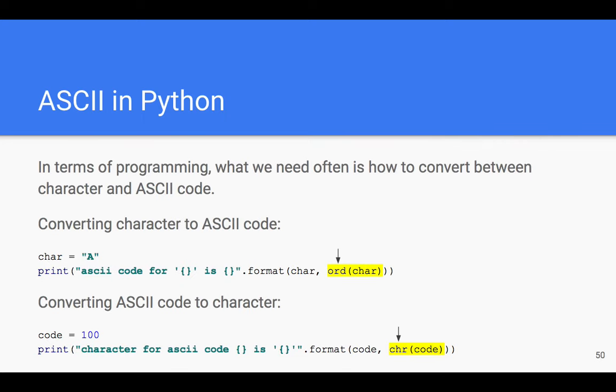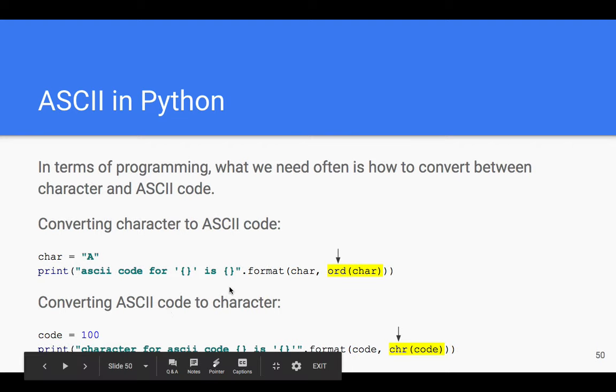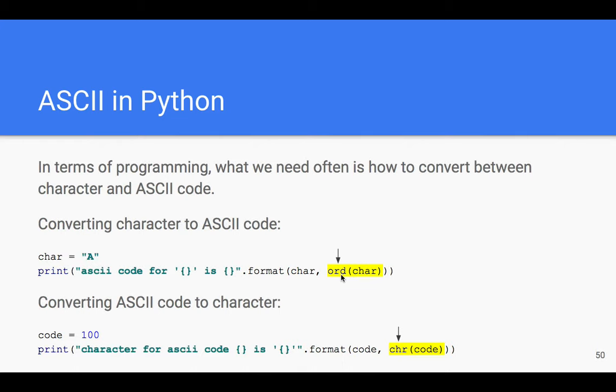Now, how do we work with ASCII code and characters in programming in general and in Python in particular? The most frequent operation that we have to do that has anything to do with ASCII code is how to convert from character to ASCII and how to convert from ASCII to character. And the way to convert a character to ASCII code is to use a built-in function called ORD. I believe that stands for ordinal.